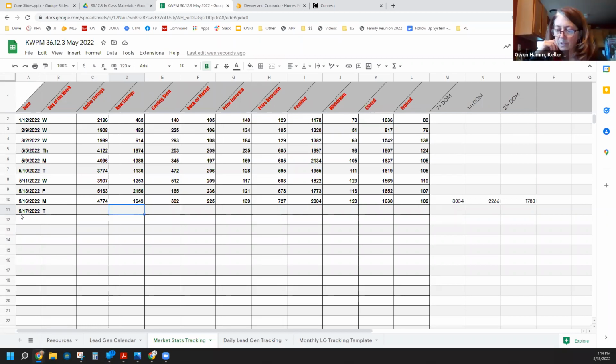Your coming soons was 399. Back on market was 228. Price increase was 122. Decrease was 749. Pending was 1952. And expired was 109. I didn't do withdrawn, sorry.